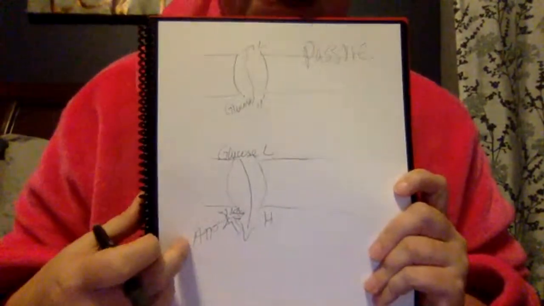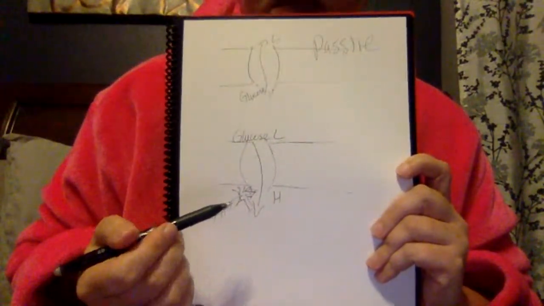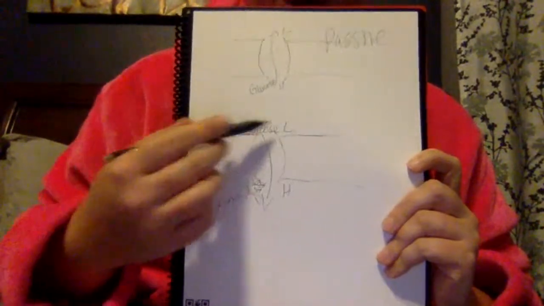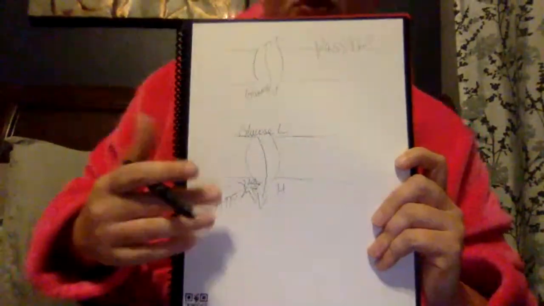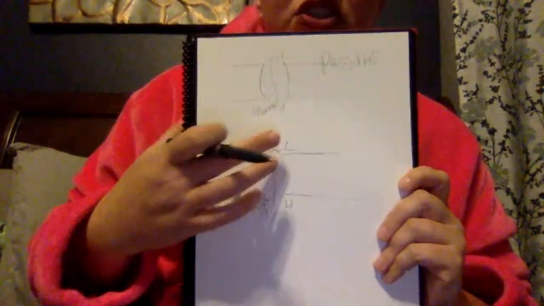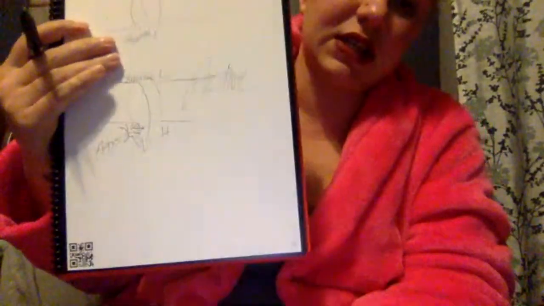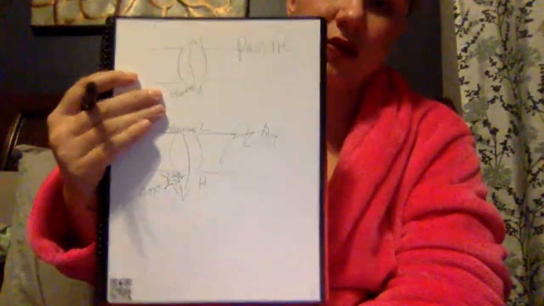ATP is present. So anytime you see ATP, you know it's active transport. But then, yes, a protein is still utilized because it's got to move these molecules against their gradient. So yes, both are technically there, okay? It's just going from a low to a high or a high to a low. So the second one is active transport because ATP is there and you can see the direction it's going.